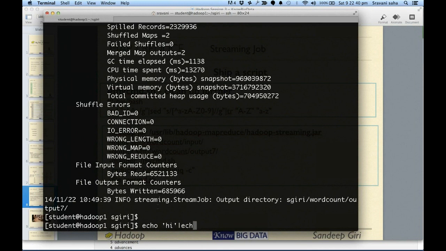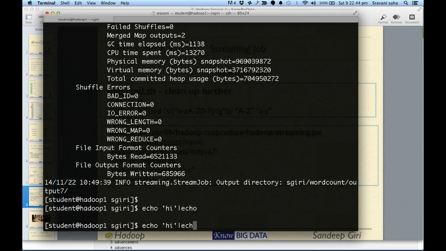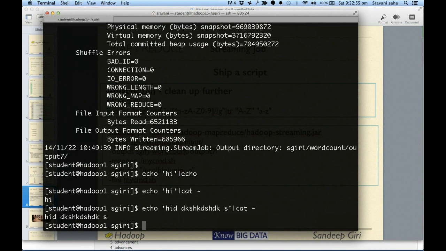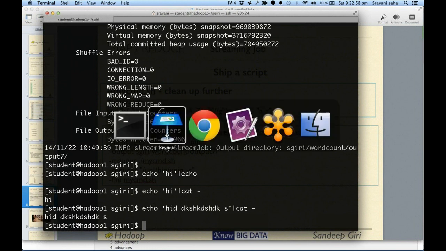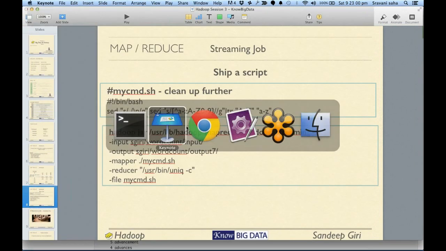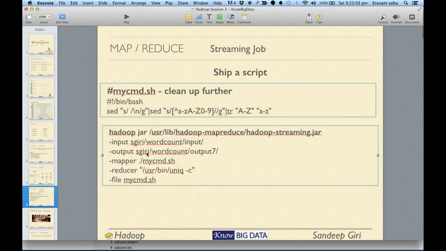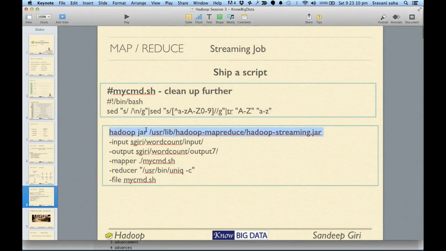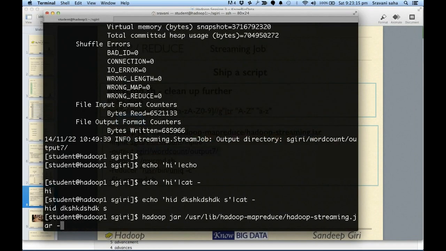So if your next command, let me just do it on the prompt for you. Where did we store our data? Here, right? Let's say we are doing this. Now the input file this time is this. Okay, input is this. And the mapper is nothing but cat dash. All right.